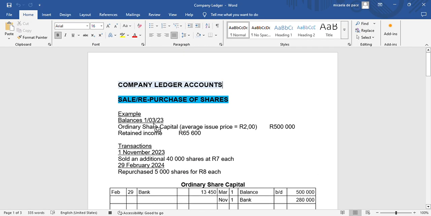Alright, I'm not going to do any other examples on company ledger accounts because this seldom gets asked in matric finals. However, it's important that you understand the entries in this, especially as you move on during the year, doing financial statements, cash flow statements, etc. So go through these ledger accounts, make sure you understand them, and then you're going to use that knowledge later on in the year when we move on to financial statements.